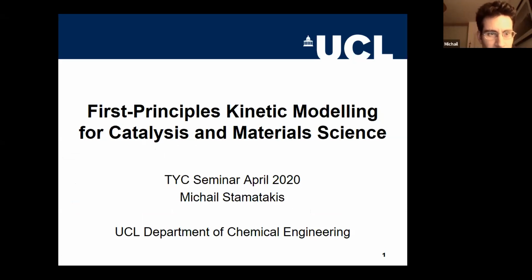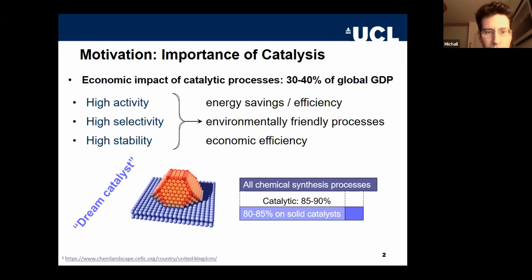So yes, I'm going to talk about the research that we're doing in my group, which is in the context of first principles kinetic modeling for catalysis and material science. So the motivation is mostly catalysis, which is important in the chemical industry. It's at the heart of the chemical industry because several of the conversions that we need to do from reactants to products need to be accelerated with the use of catalysts. And in fact, in chemical synthesis processes, most of these processes employ solid catalysts, heterogeneous catalysts.